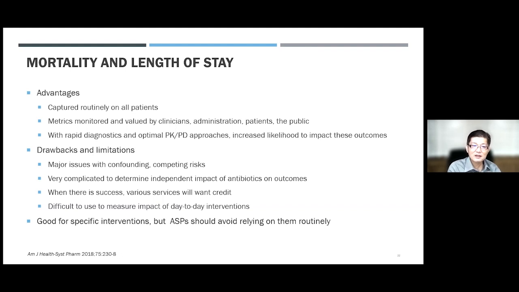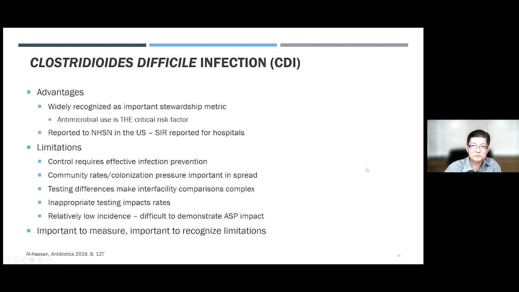But the limitation is that the major issue is the confounder and competing risk because infection is very complicated. Sometimes it has a lot of confounders as well. It's very complicated to determine the independent impact of antibiotic and the outcome. And when there's success, many services will claim the credit. And also it is very difficult to use to measure the impact of day-to-day intervention as well. But having said that, it's good for specific intervention, but ASP should avoid relying on them routinely as a sole or single metric to use.